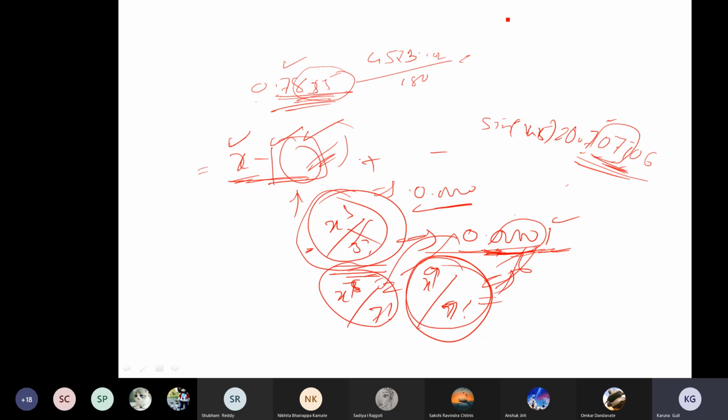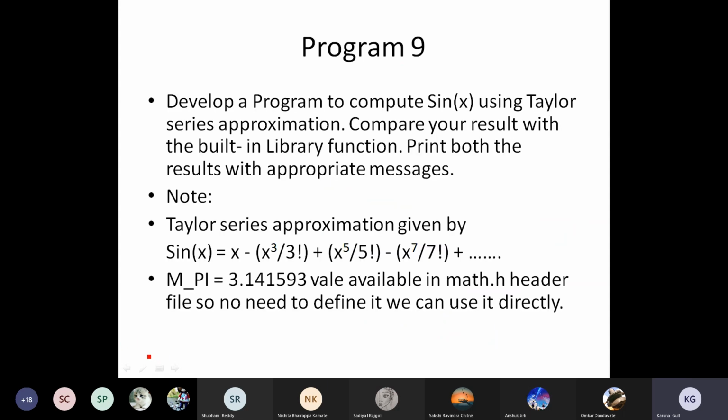Is it okay, students? This is what we are going to do in this case. How many terms? I am not defining. I am just finding the value of the term there. Depending on the term value, I'll be deciding whether that particular term will be added or not.